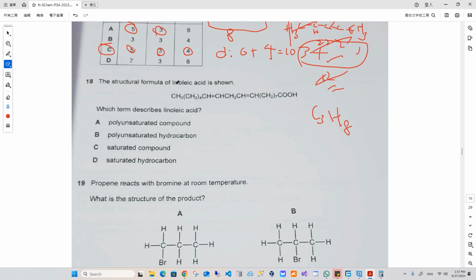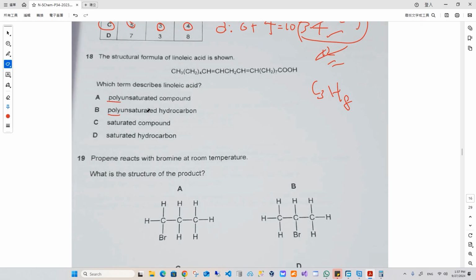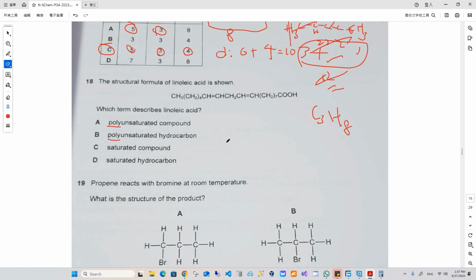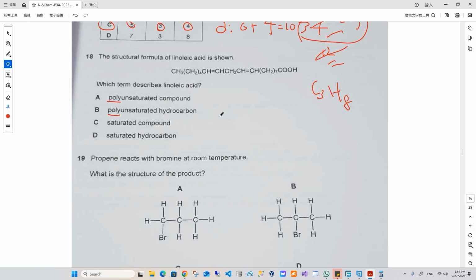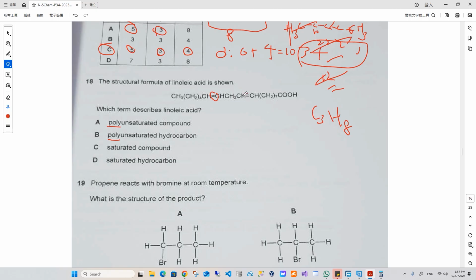Structural formula of linoleic acid. Which term describes linoleic acid? They are polyunsaturated compound. Poly means polymerized, right? No, not polymerized. Poly in organic chemistry means multi. Polyunsaturated and saturated. Okay, it has double bond, which means that it can have addition.